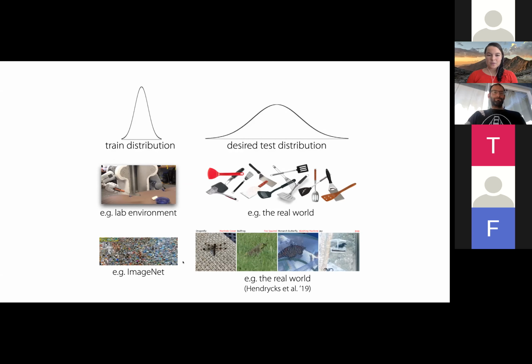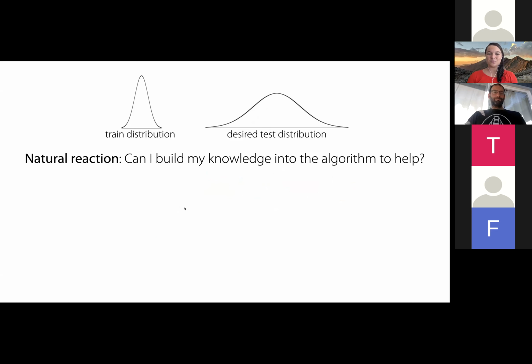In such a situation, one natural reaction is, well, I have a lot of knowledge. I know how to generalize very broadly. For example, I know how to use lots of different spatulas. Can I build my knowledge into the algorithm to help it generalize to this test distribution? For example, we know things about physics. We know notions of objects. We have some notion of equivariances, such as 3D equivariance, like rotation and translation equivariance. We may have ideas for various architectures.